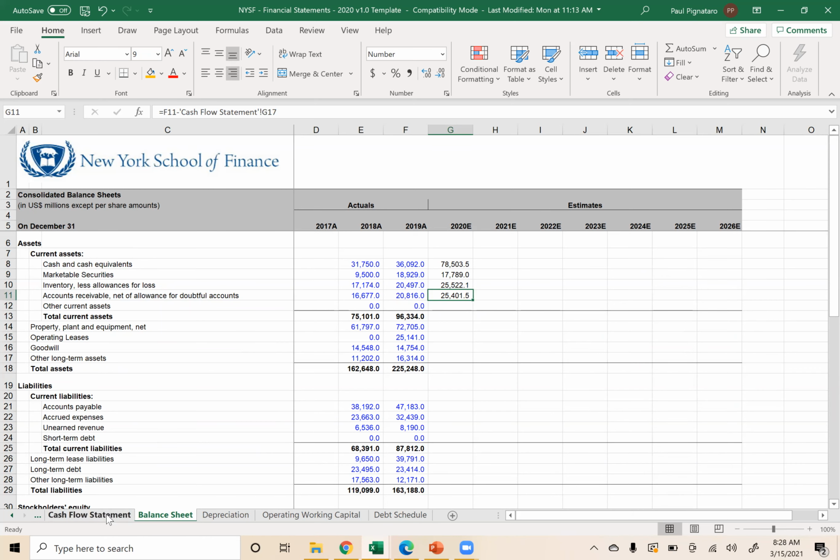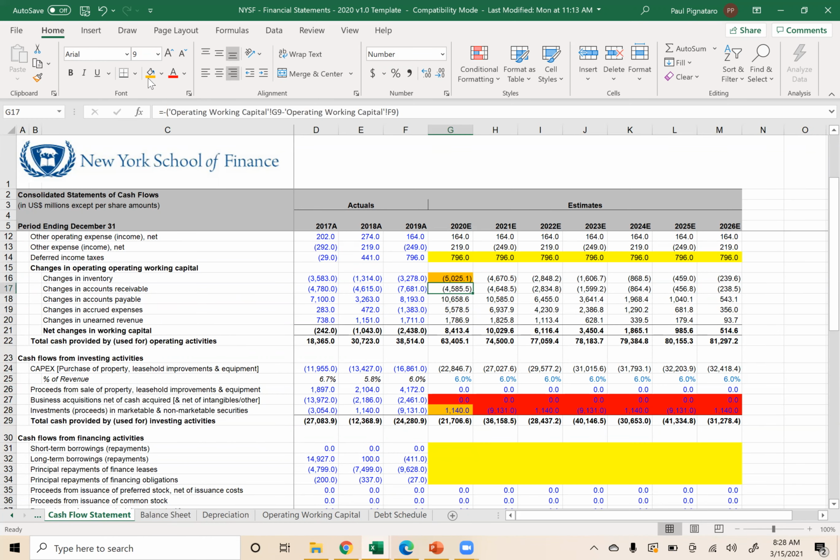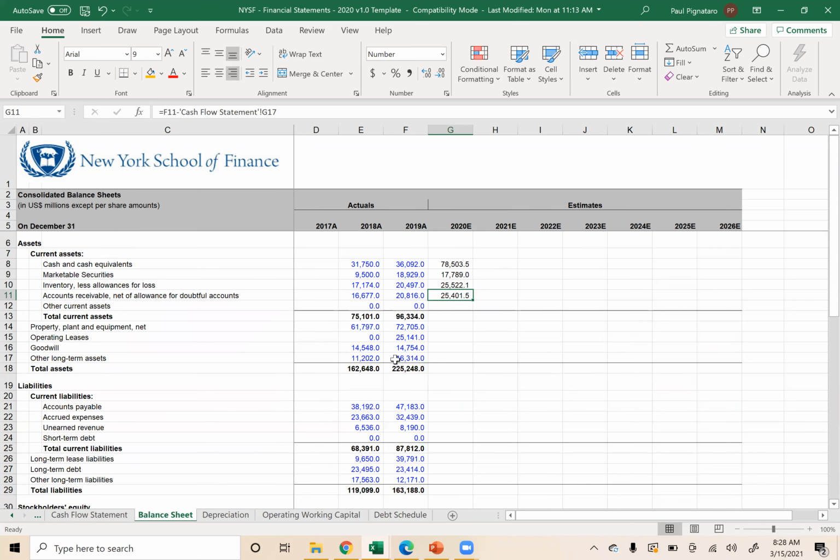Same formula. Real simple. I'm going to mark this off. Other current assets, I just had that from the template. Let's copy the formula over. Let's go to property, plant, and equipment.